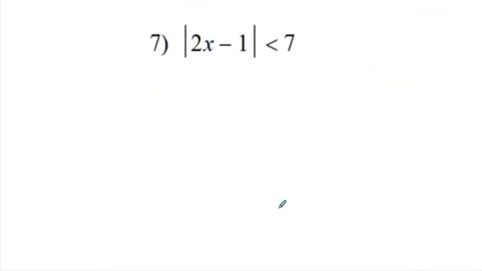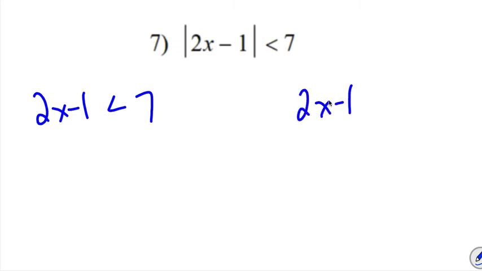Alright, another absolute value inequality. Again, one of your parts will always be just dropping the absolute value bars. The other part is dropping the absolute value bars, flipping the inequality, and making that other number negative. Now, what do we connect this with? Well, this is a less than. Less than means and.